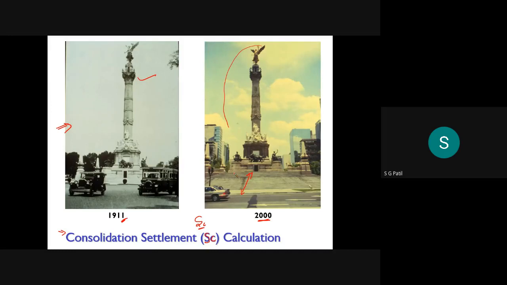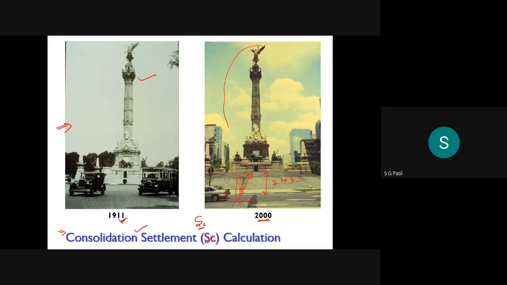Pile foundation means we have piles which will rest on the hard strata. Hard rock strata will be there, so over that it will rest. And if you see the surrounding soil, the surrounding soil has settled, around some 2 to 3 meters. This much settlement will be there. That settlement is because of consolidation settlement.